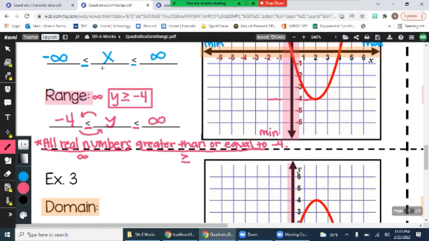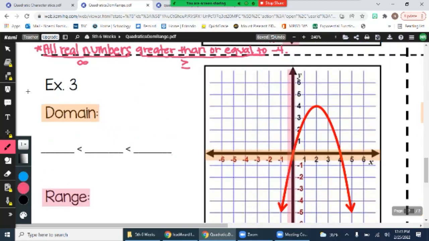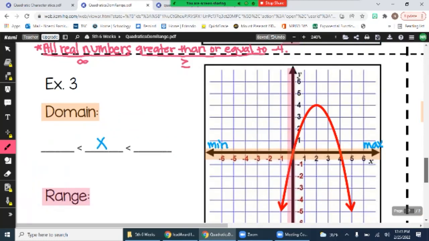Ready? Domain. What do we fill in the middle? X. Where is our minimum? On what side? Left. And our maximum is on the right. If I go to the left side of the parabola, I'm going to start calling names. Bree, what do I see on the left side of the parabola?